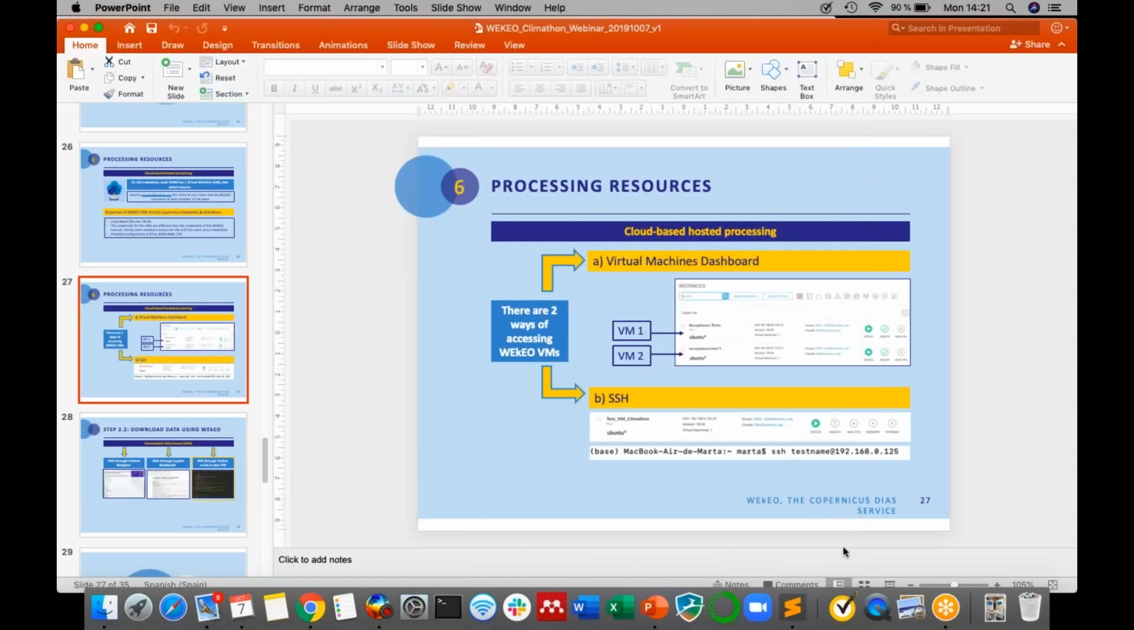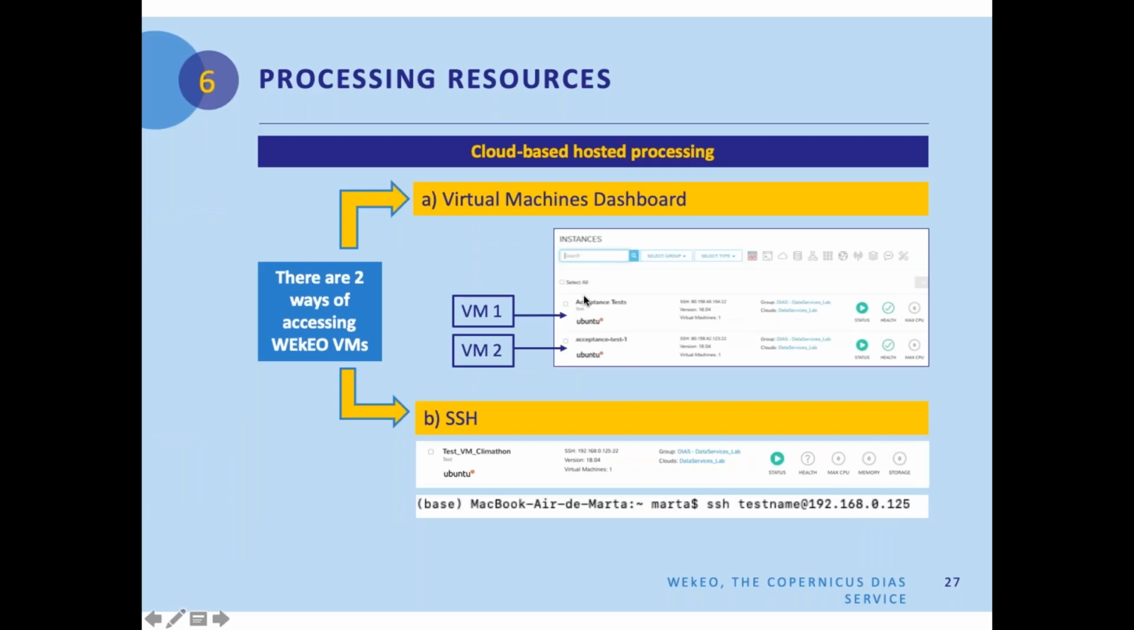As I was saying, here we have two different virtual machines. So the VM1 would be for team 1, the other for team 2, and so on. And you also have an IP address here, and this is important. Sorry, you have an SSH here. That is important because you can also access your virtual machine through a terminal.